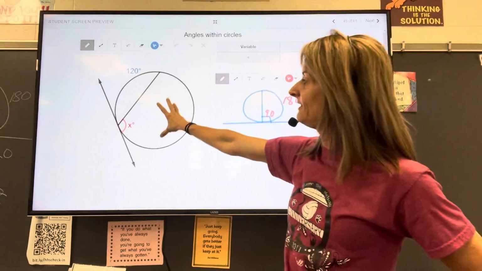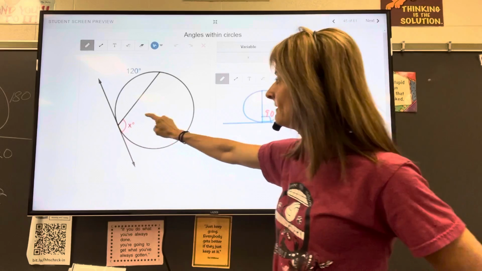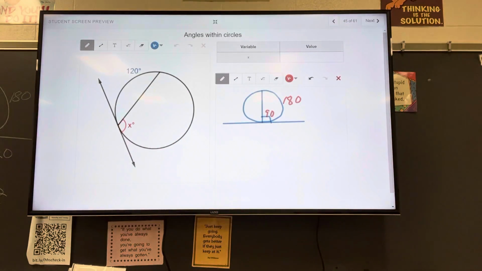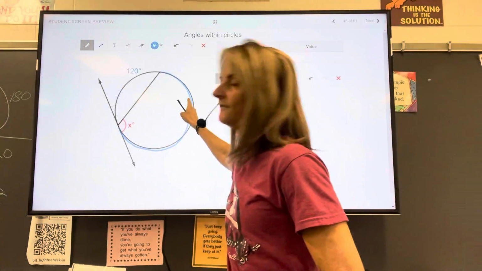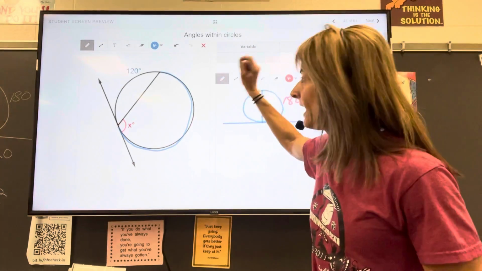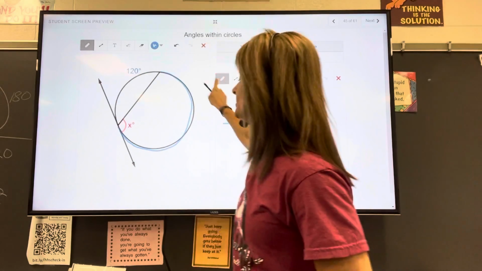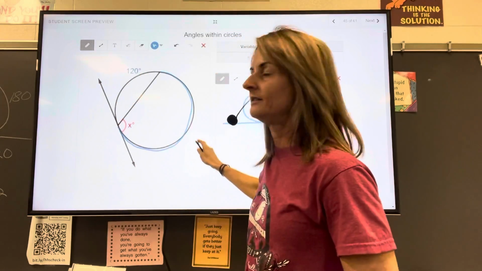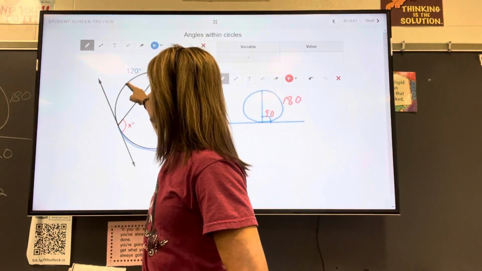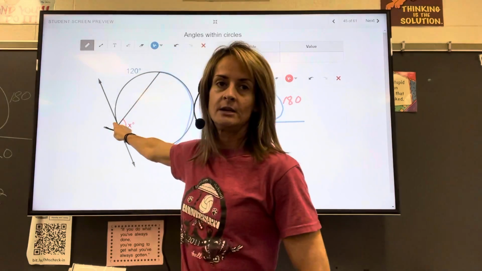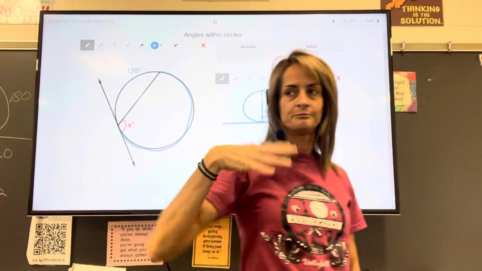So we'll get a problem that looks like this, and we're asked to find the measure of this angle. If we can find the measure of the arc on the other side, we know the measure of this angle is half of that arc. So how can we find the measure of this arc? We know the circle is a total of 360 degrees, and we are given that the measure of this arc over here is 120. So the measure of this blue arc is 360 minus 120. Are we good with that?